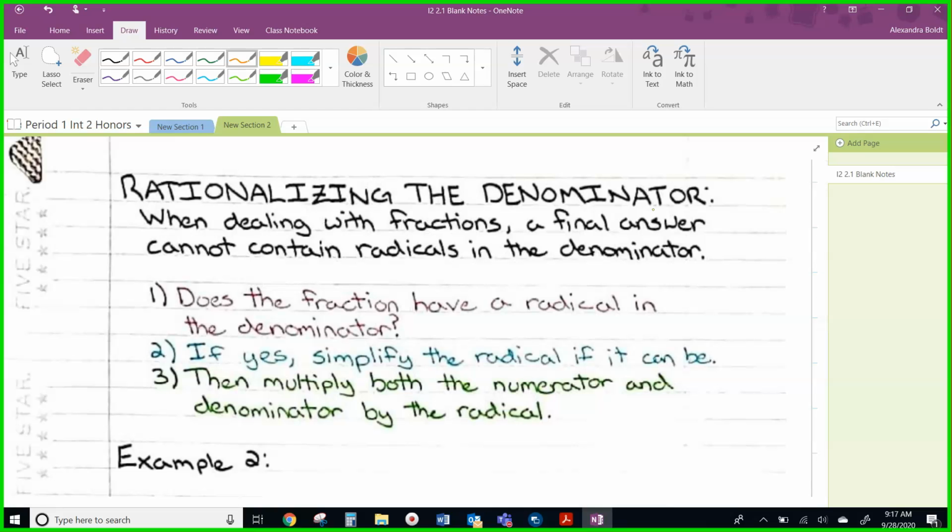Okay? So number 2, only if yes do you continue, right? So if it does have a radical in the denominator, you want to simplify it if it can be simplified. Not every radical can be simplified, and we'll see an example of that. Okay, but you do want to simplify it. And then 3, multiply both the numerator and denominator by that radical. We'll see why that helps us out.